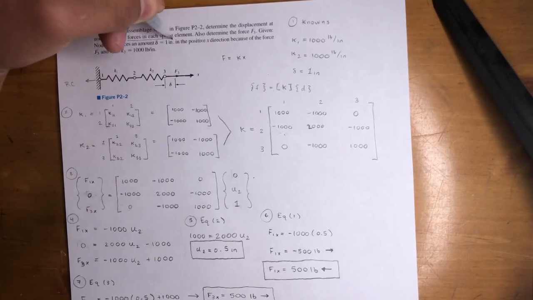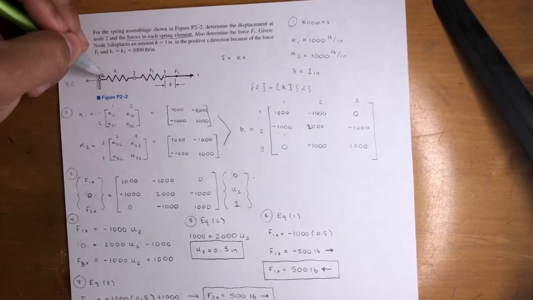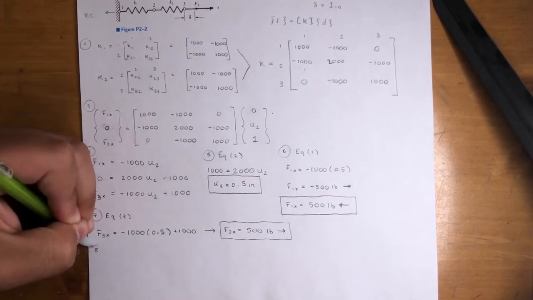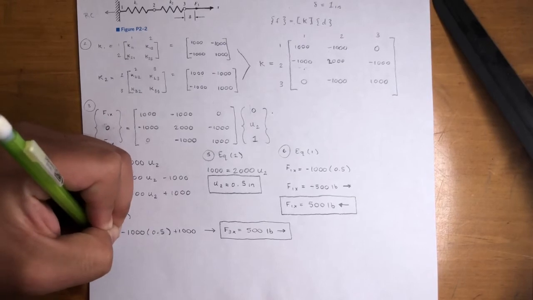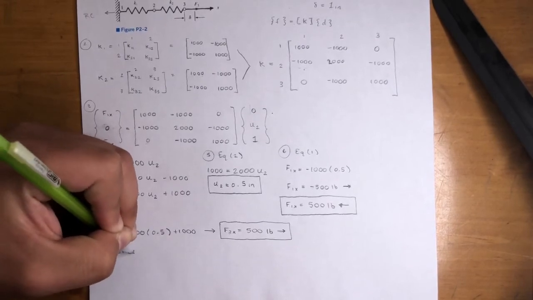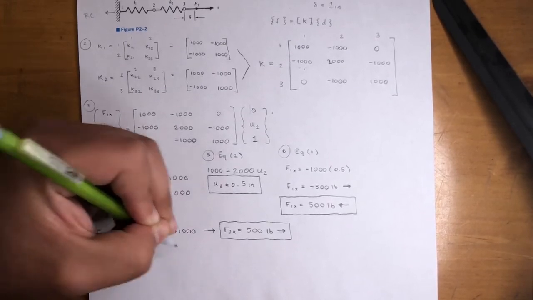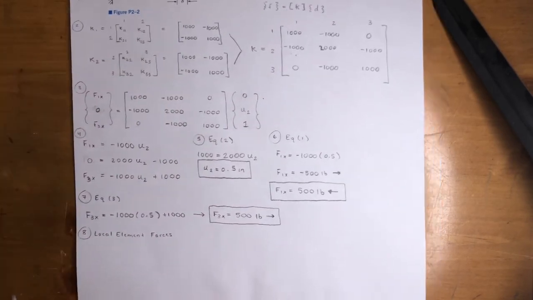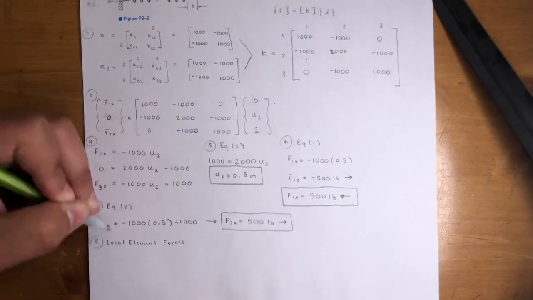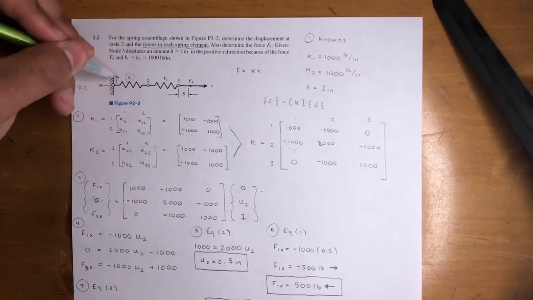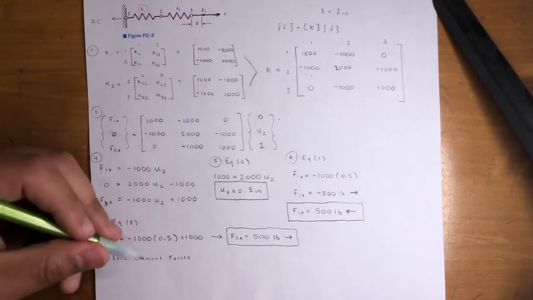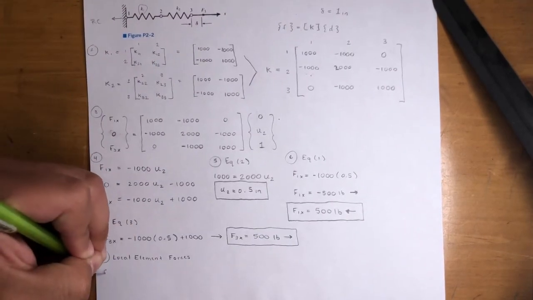So you're pretty much done with the problem, but remember, you got to find the local element forces. And that just means, you'll see what it means, but let me just show you first. So local element forces. Cool. So we're gonna do the first spring. So local element forces are for each spring. So check this out. Let me go ahead and do this.